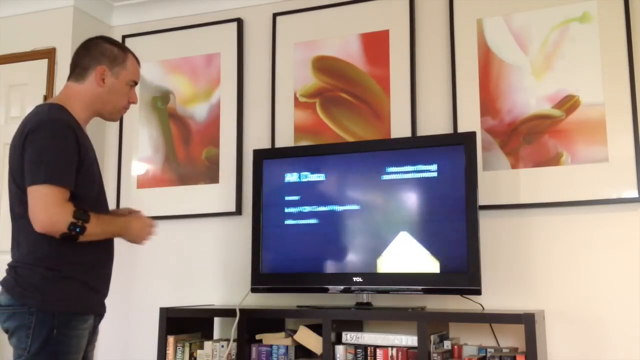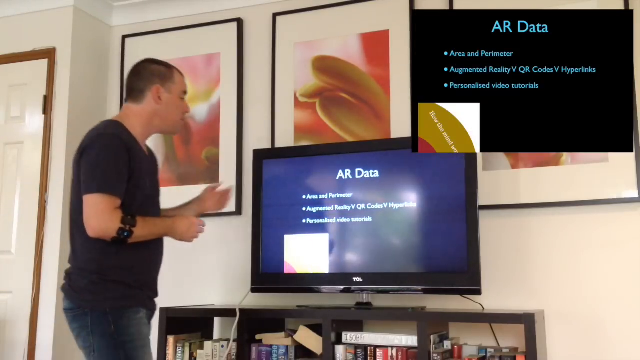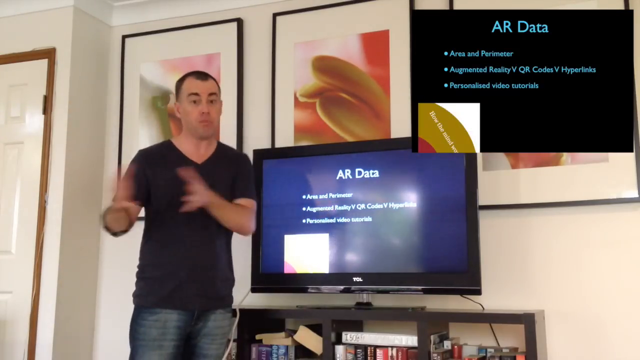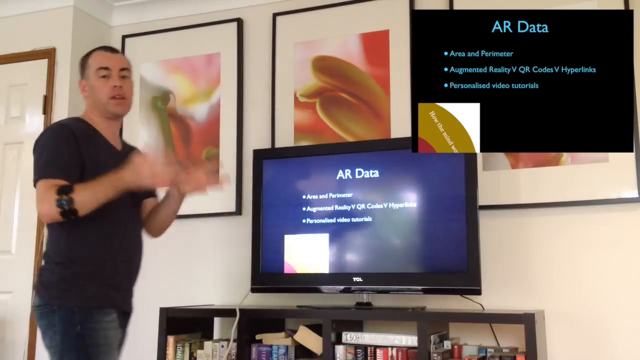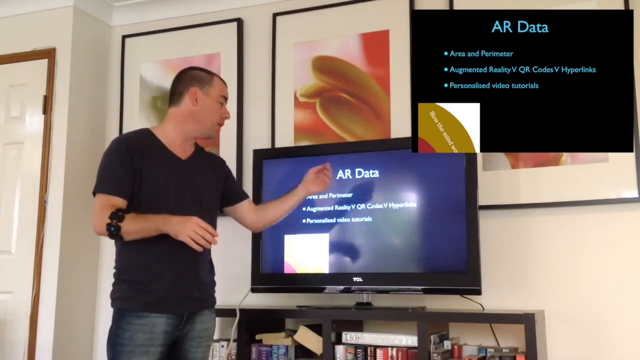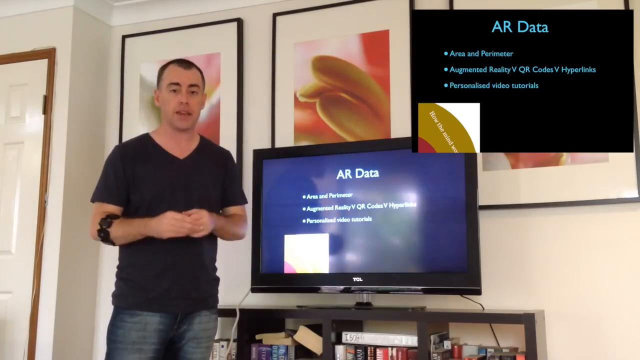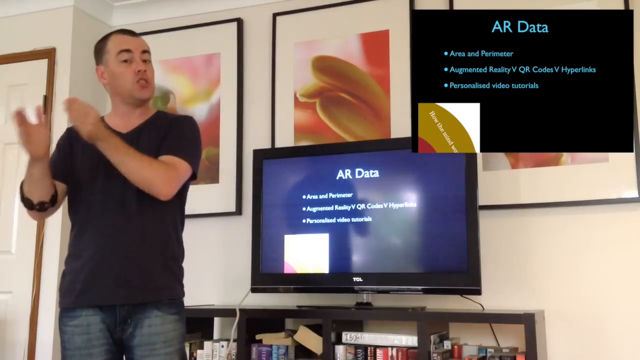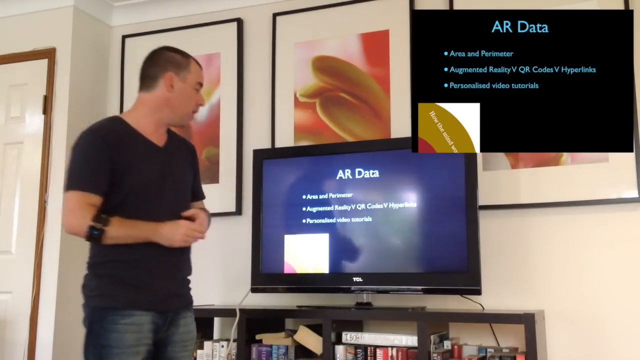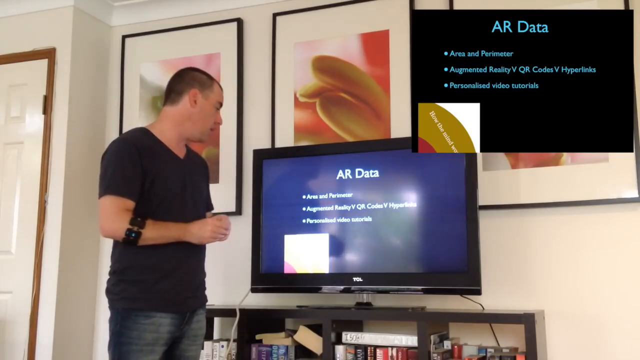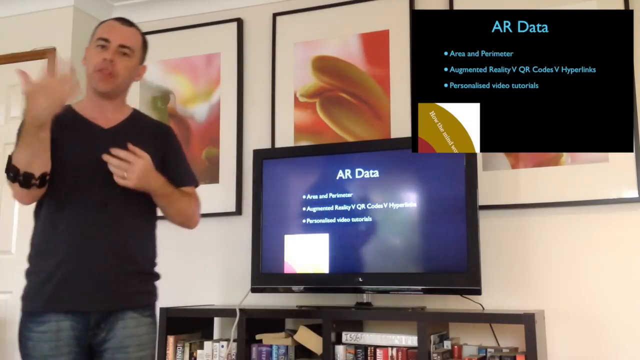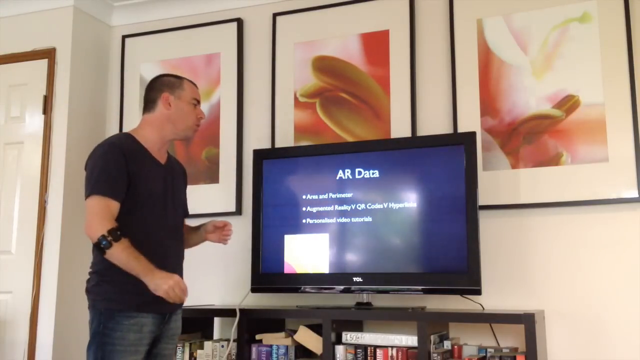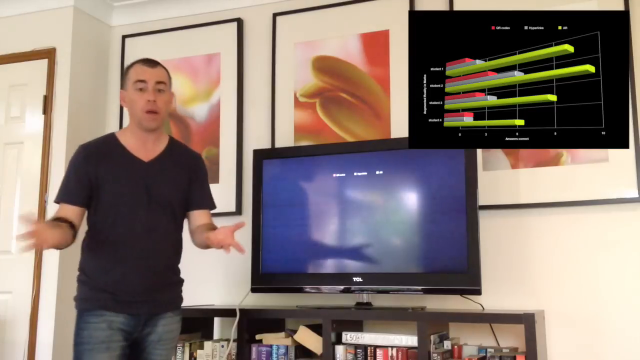So what did we do? How did we find out this was effective? Basically, we looked at that area and perimeter example that I just showed you, and we looked at 3 linking mechanisms. We looked at hyperlinks, QR codes, and augmented reality. We used the same video tutorial for the activity, but we just linked them in different ways. And then we looked at some data of different students and how they retained information going forward. And what we found was quite remarkable.